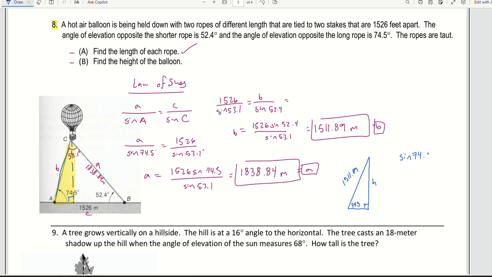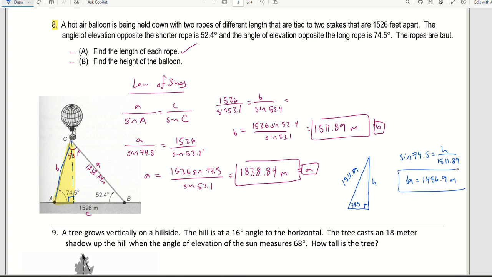I'm just going to use my sine function. Sine of 74.5 is equal to my opposite, which is my height, over my hypotenuse of 1511.89. So height is equal to, once I multiply both sides by 1511.89, we get 1456.9 meters.